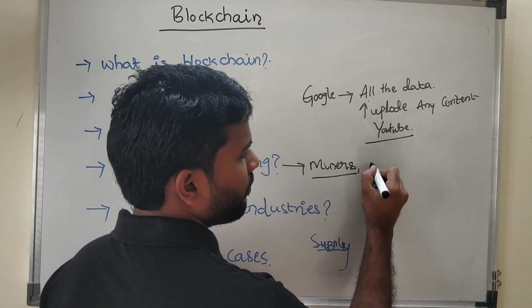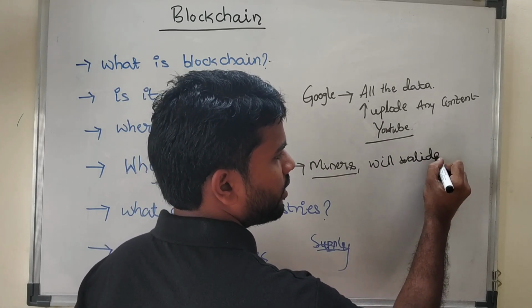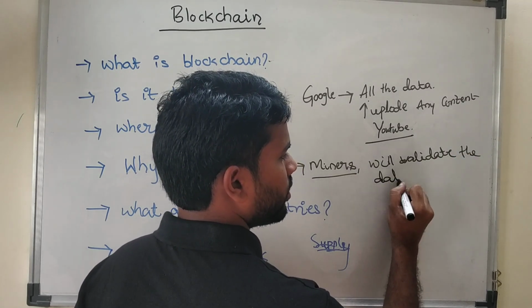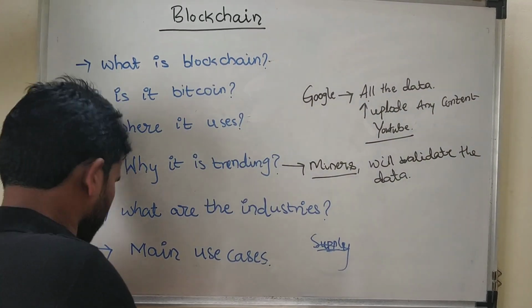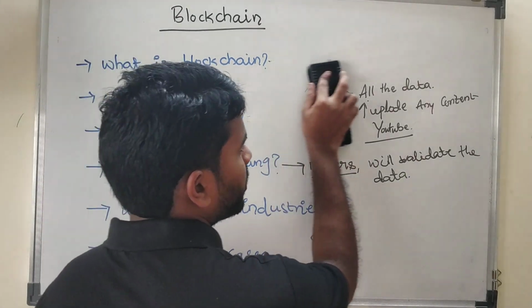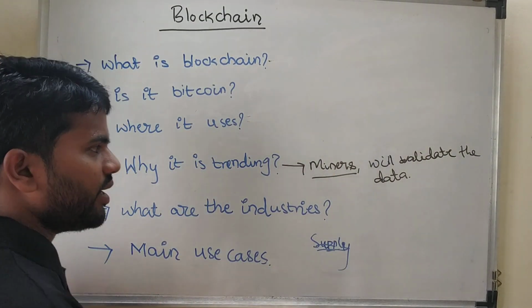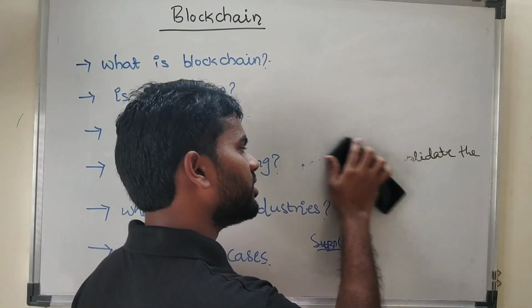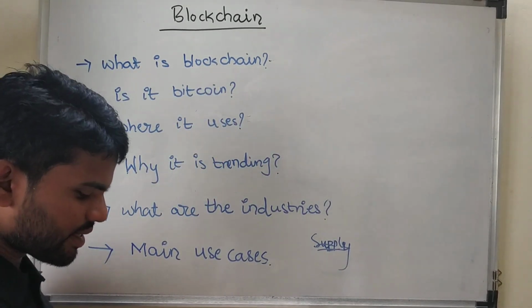These miners will validate the data, whatever content comes in. So the main major advantage here is that in Google you don't find any trust data or transparency data. But here you will get to know that miners will be there and they will do validating based on some consensus protocols, so that you can trust the data.